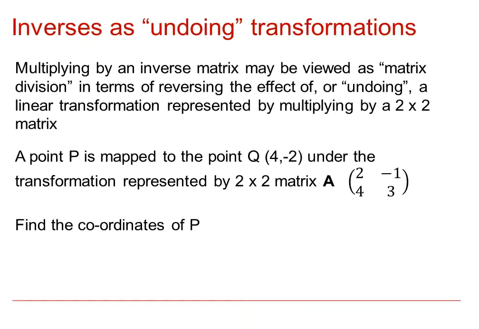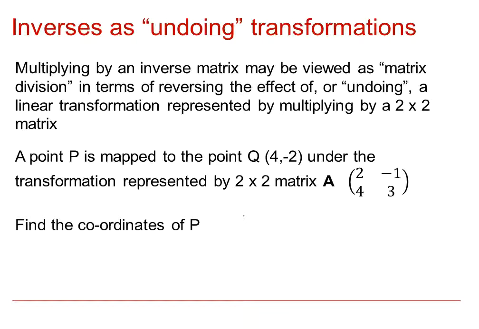Let's look at this example. A point P is mapped to the point Q, (4, -2), under the transformation represented by the 2 by 2 matrix A, (2, 4, -1, 3). We're asked to find the coordinates of P.